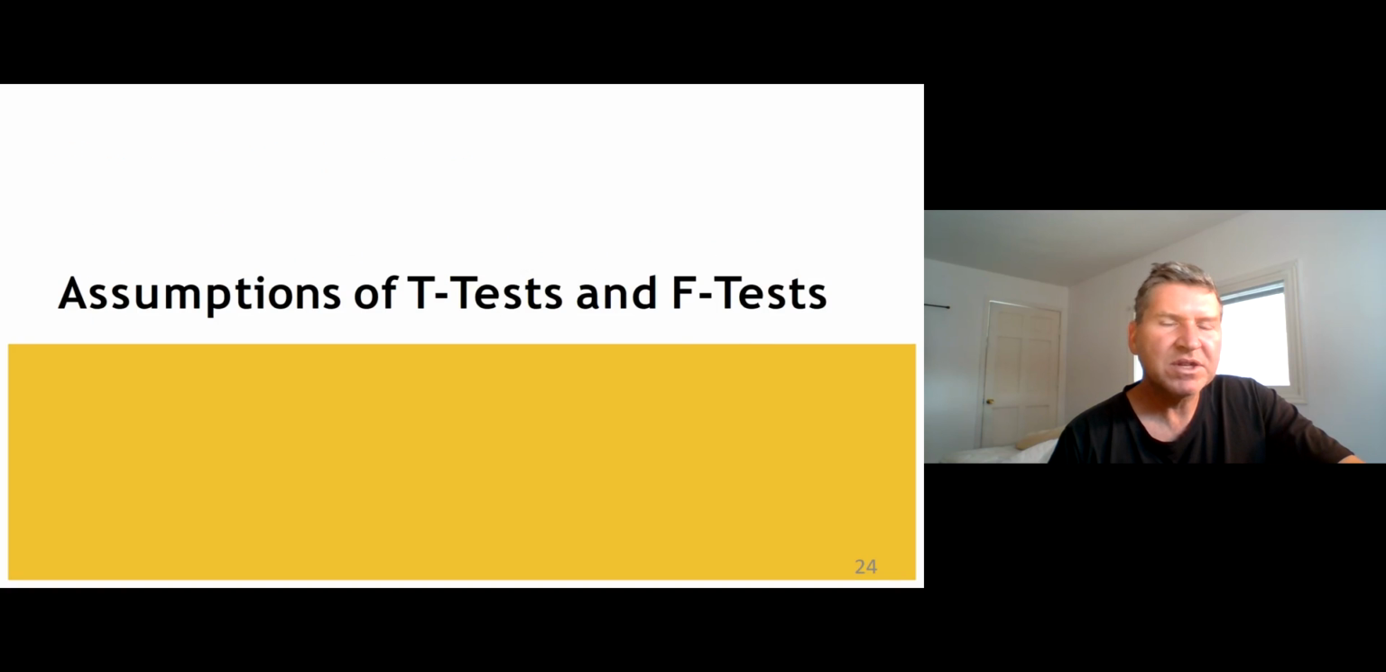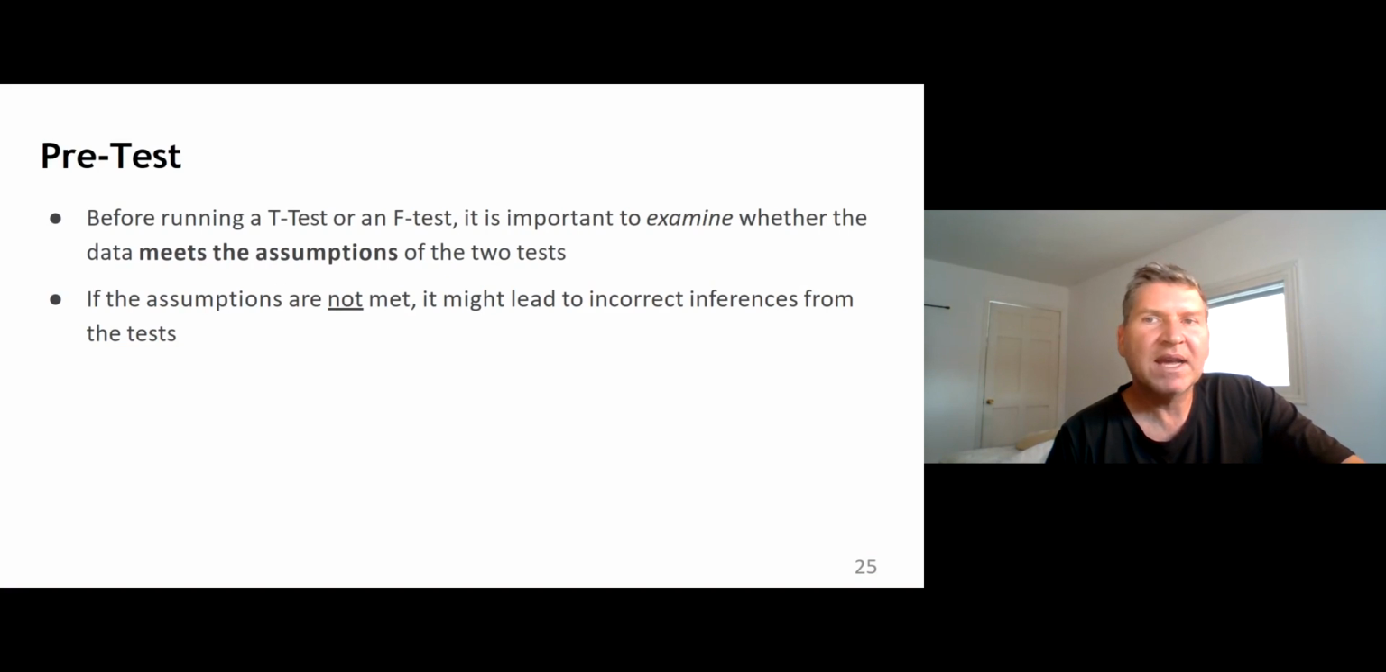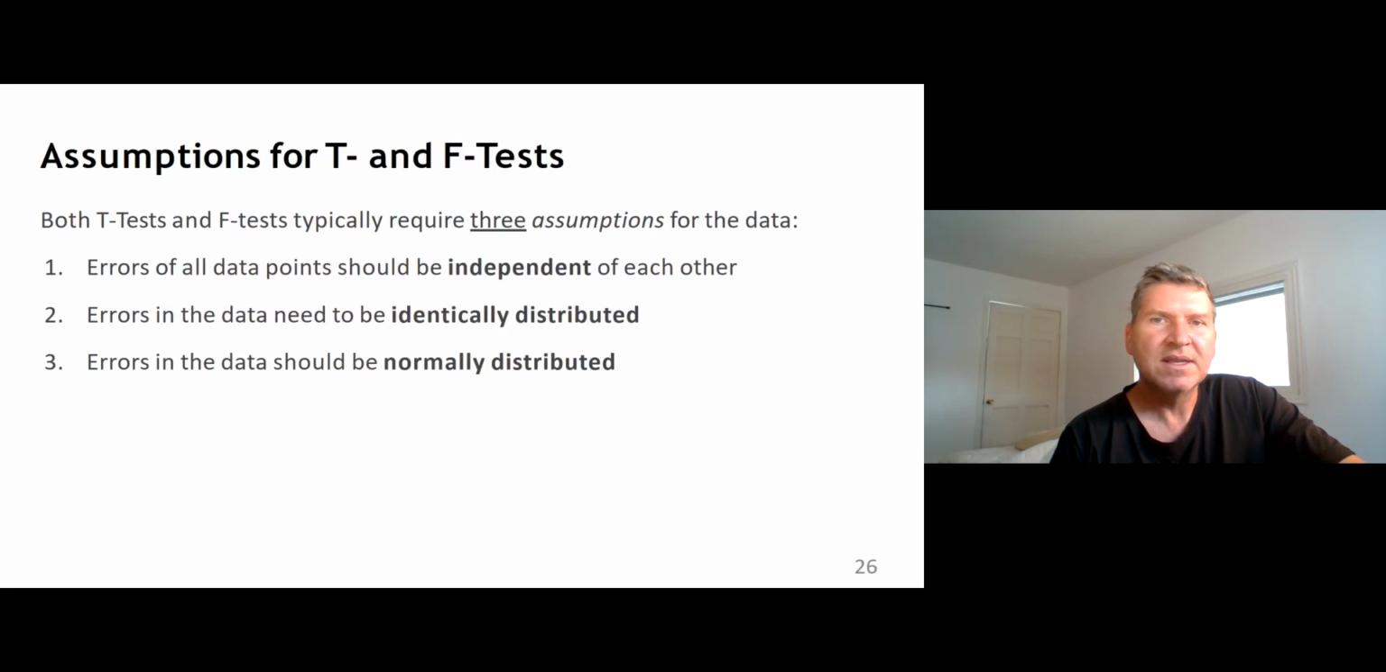So here are some of the assumptions we have to be aware of. And this is for both the t-test, which we talked about in lecture 10, as well as F-tests, which we're talking about here. So before we run the test, it's important to make sure that the data meets the assumptions of the two tests. If we don't, we may come up with some incorrect inferences from these tests. So here are the 3 assumptions. Errors should be independent of each other. The errors in the data need to be identically distributed, and they also should be normally distributed.